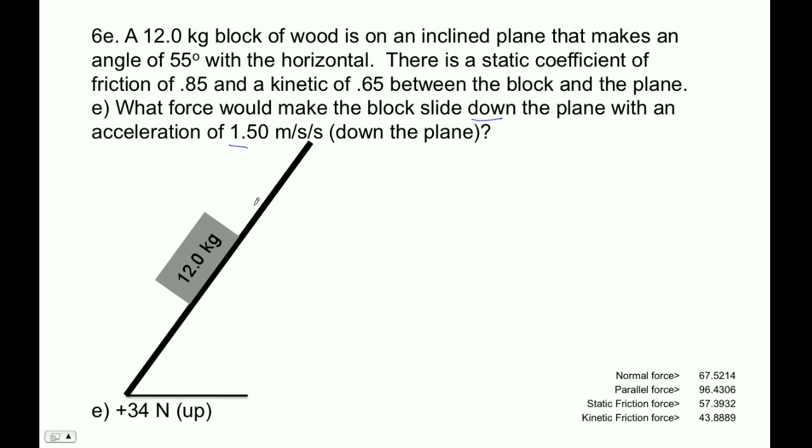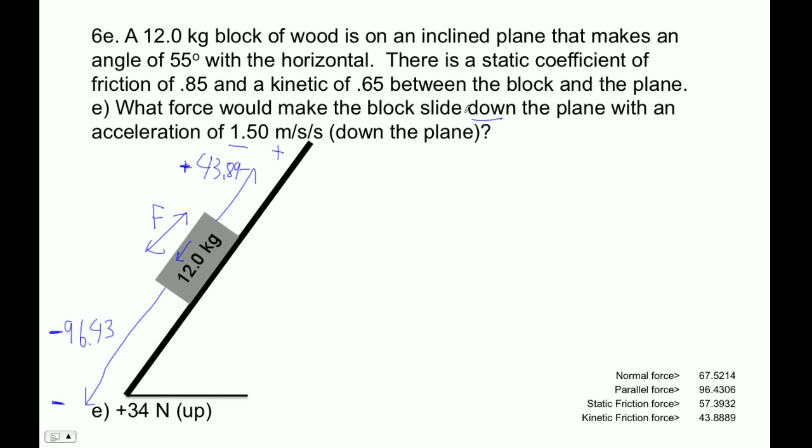So what we have to do is we have to look at all the forces. One of the forces will be an unknown force, right? So I'm just going to say, I don't know. Okay, so that's the applied force, right? It is sliding down the plane. So if this thing slides down the plane, that means that friction is up the plane, right? So our kinetic friction, 43.89, would definitely be up the plane, right? Parallel force would definitely be down the plane of 96.43. That guy's definitely down the plane. And if we make up the plane positive, down the plane negative, this guy's negative, this guy's positive, right? This guy is we don't know, okay?